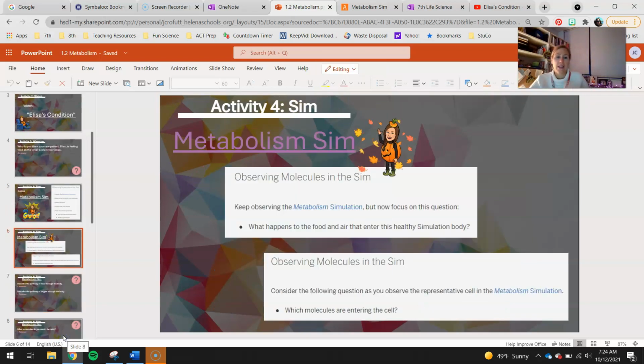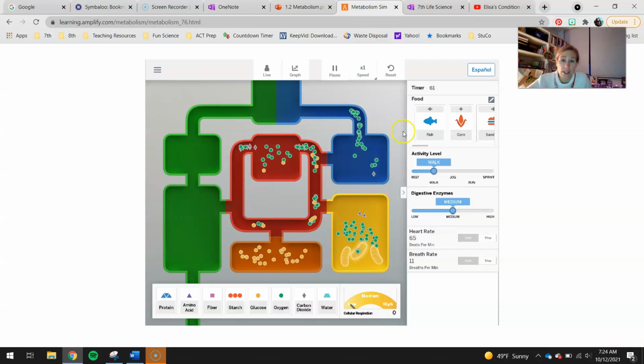All right, so you guys are going to stay in the sim for this one. And mainly what you're going to do is trace out what happens to a few specific objects. So on the first little goal here, you have what happens to the food and air that enters this healthy simulation body. So you're going to basically watch and say, all right, food, let's take a look at food. Okay, actually let's do air since air is already right here.